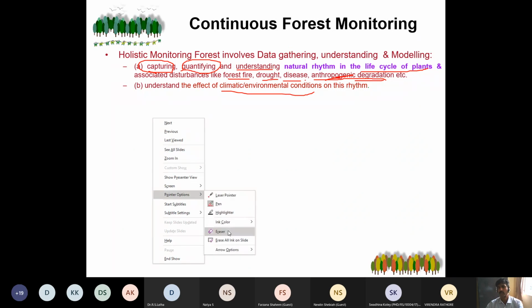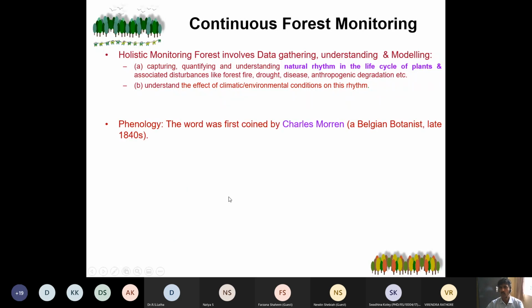Okay. So now let us move on to the next level. In order to monitor the forest continuously, one needs to be very dedicated. Okay, this domain of continuous observation or keeping a systematic record, that rhythm is in fact called phenology. Okay, this word was first coined by a botanist in Belgium, Dr. Charles Morren, in the late 1840s.